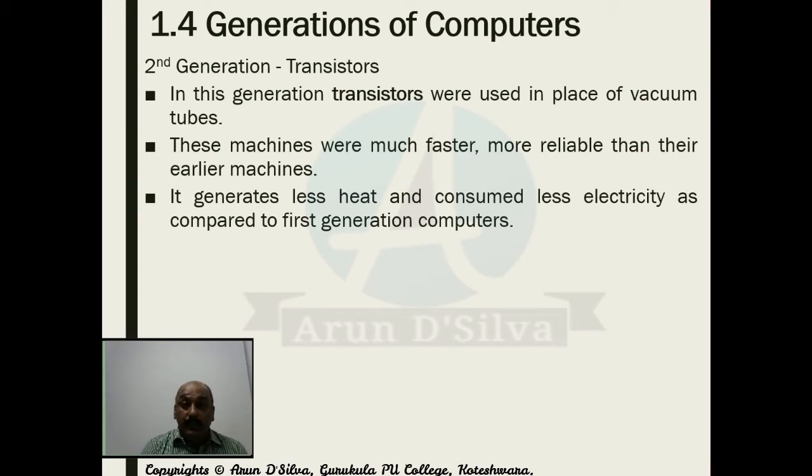Compared to the first generation computer, this was generating less heat and consumed less electricity. As I told you, the first generation computers were consuming lots of electricity. You might have seen in the IT industry, they install AC. Whichever IT industry you see, there will be a centralized AC, and all IT engineers work in an AC environment.